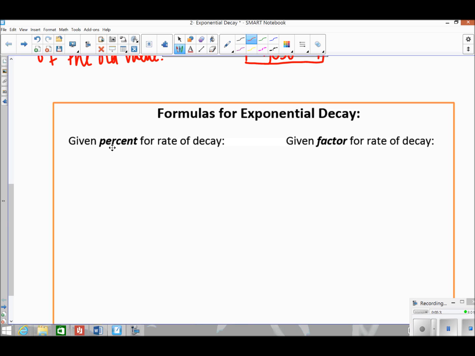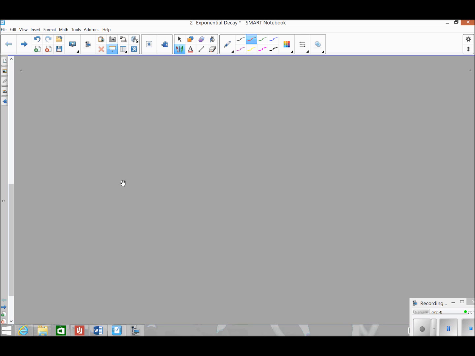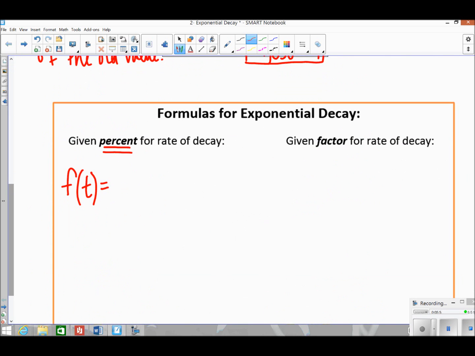If you're given a percent, like in this last problem where it said 15%, the formula you're going to use will be a function of time. So instead of x, I'm going to put a t there for time, and it's going to be a times 1 minus r to the t. Remember, this is an exponential function, so whatever my input is, in this case t instead of x, has to be the exponent. Now these other numbers, if you remember from graphing, a is going to be the y-intercept, or the starting amount. So this is going to be your initial amount.